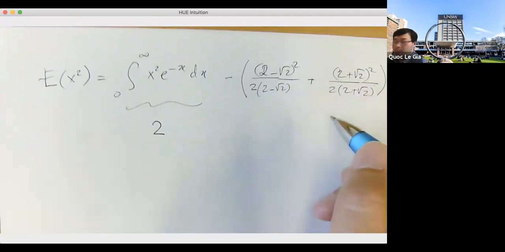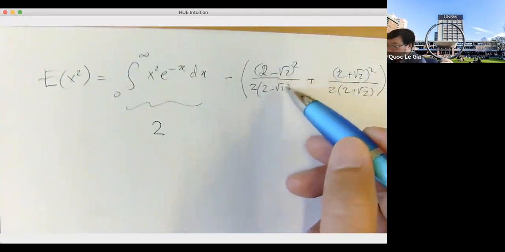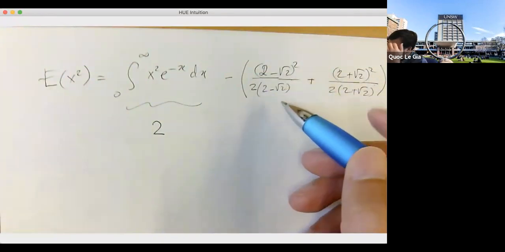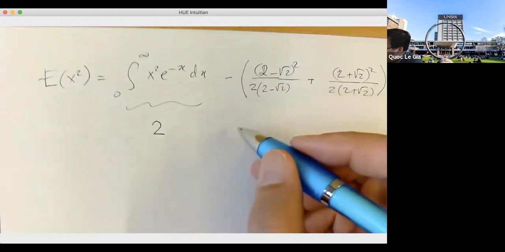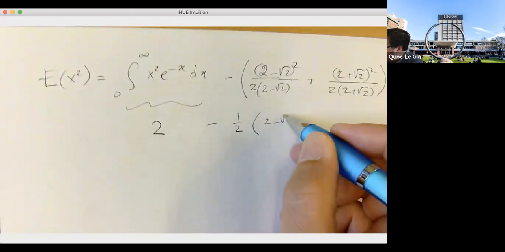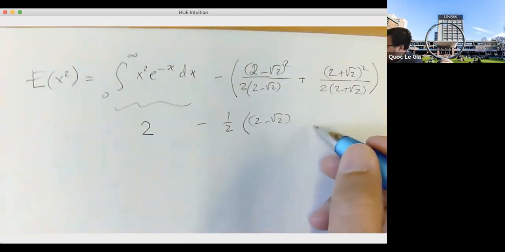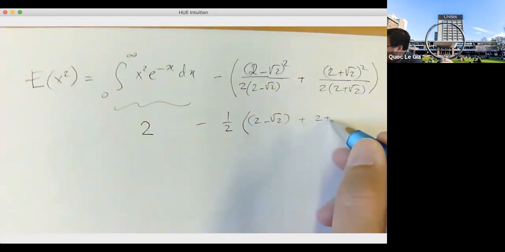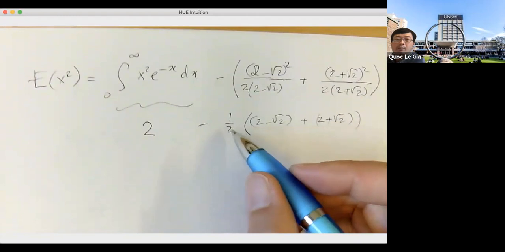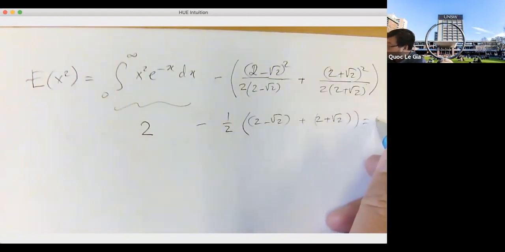Okay. And then you see, because this one, the 2 minus root 2 got cancelled, so you got 1/2 pulled out, so 1/2 here, so 2 minus root 2, so this one is 2 plus root 2, right, because it got cancelled. So you got 2 plus 2 is 4, 4 divided by 2 is 2, so still equals 0.